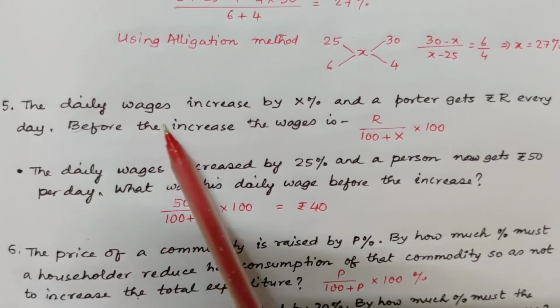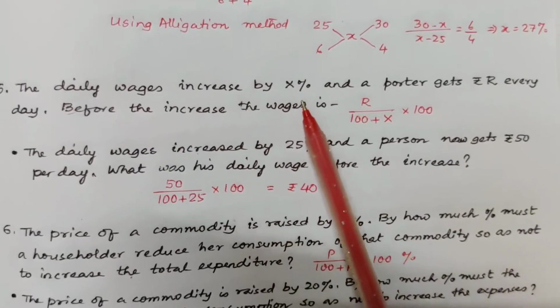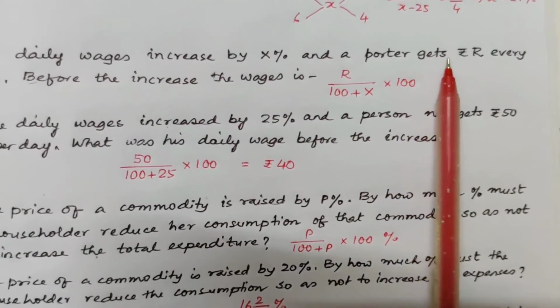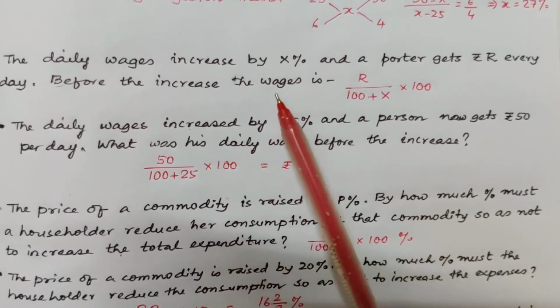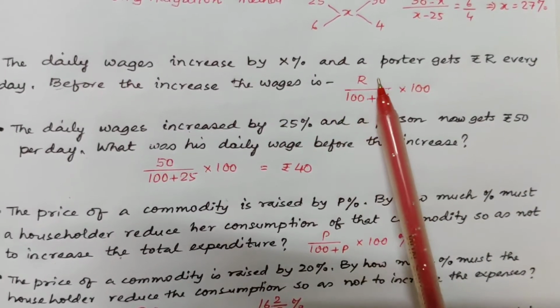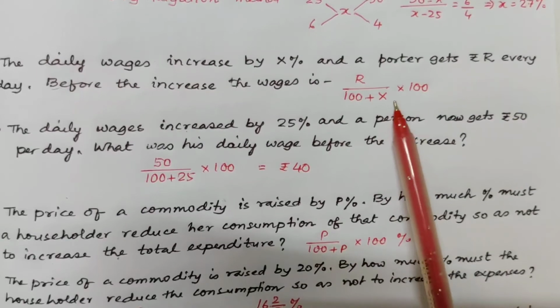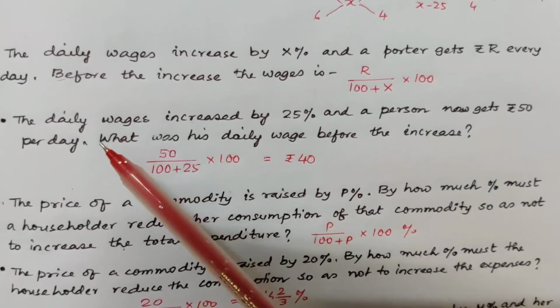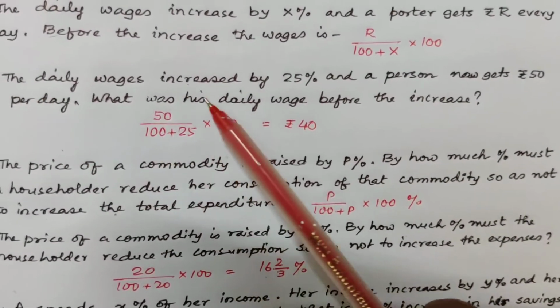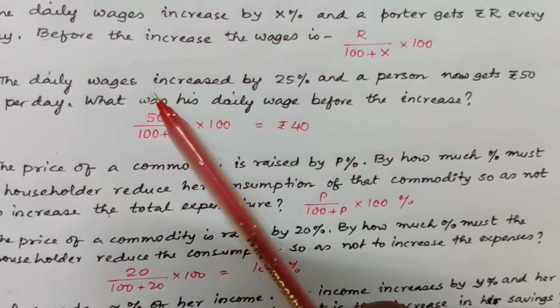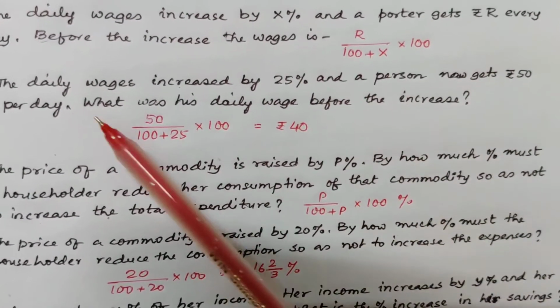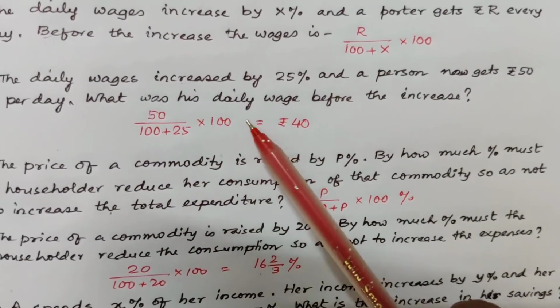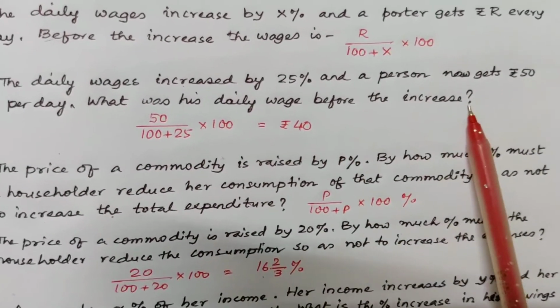Number 5. The daily wages increase by X% and a porter gets rupees R every day. Before the increase, the wages is R by 100 plus X into 100. So here is the problem. The daily wages increased by 25% and a person now gets rupees 50 per day. What was his daily wage before the increase?